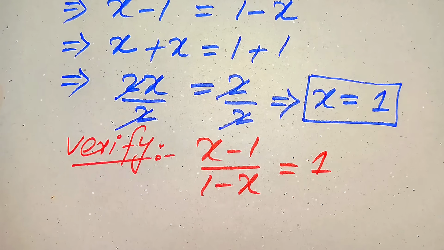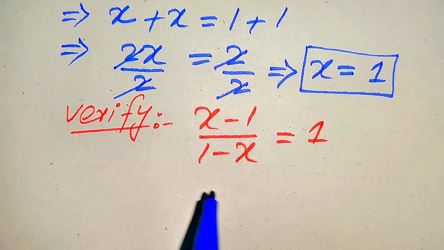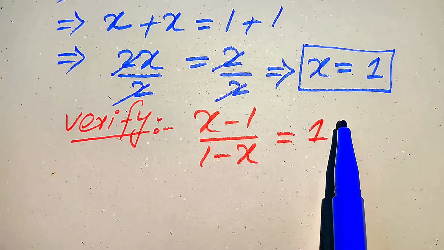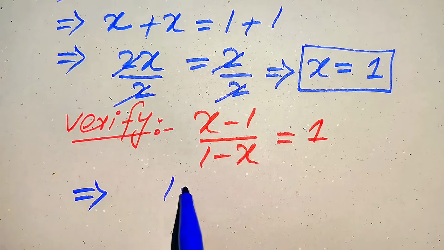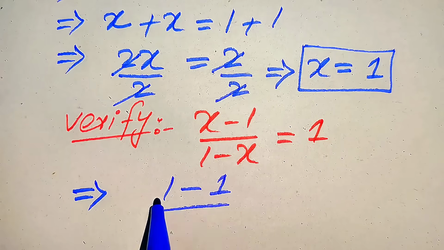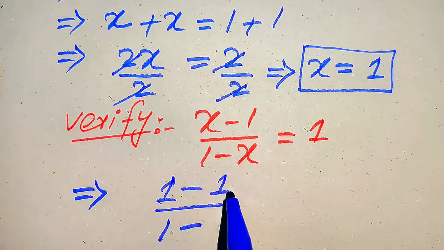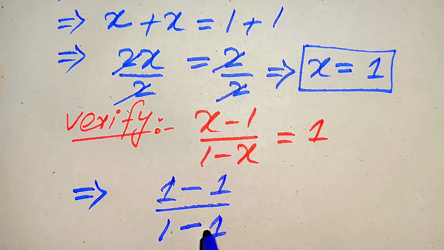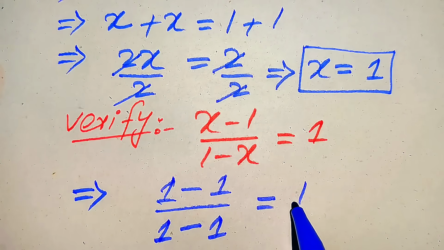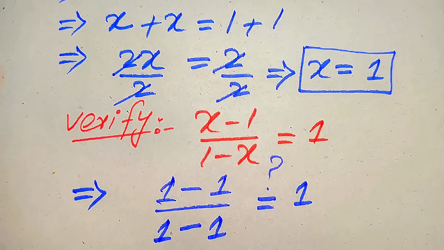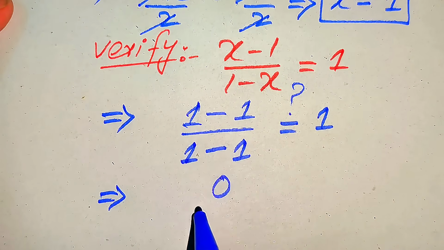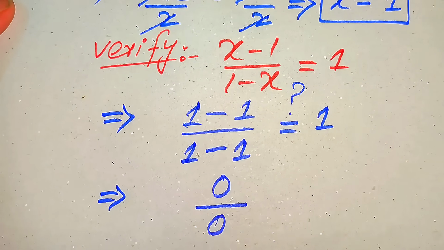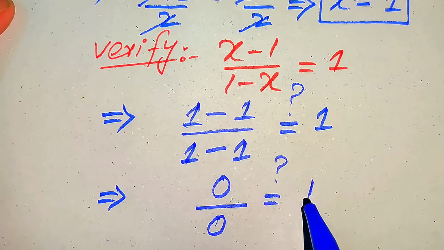And now further in the next step, we need to substitute this value of x is equal to 1 in the left hand side of this equation, and when we put it here, it will become 1 minus 1 divided by 1 minus x, and here we again put x is equal to 1, so this will become 1 minus 1, and the whole equation is equal to 1 or not. This is our claim. And now you see here 1 minus 1 becomes 0, divided by 1 minus 1 is also 0, and we check whether this is equal to 1.